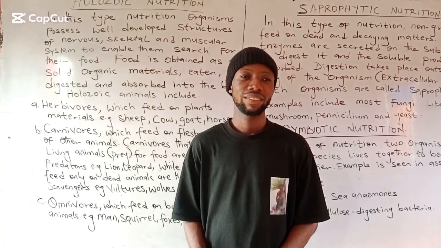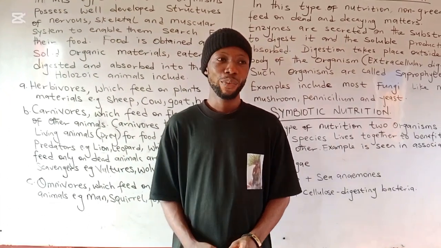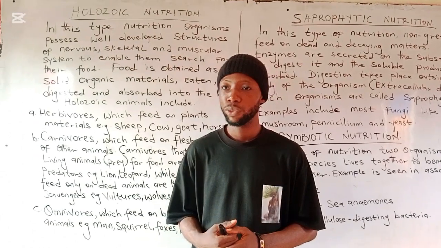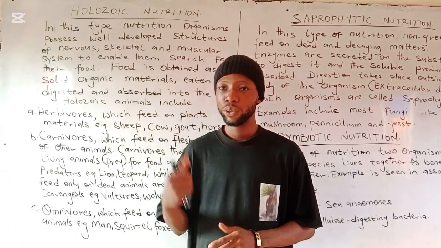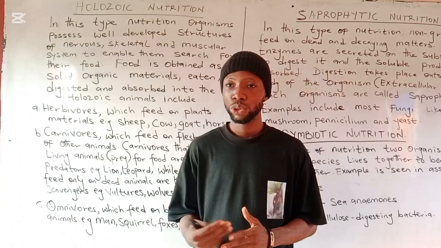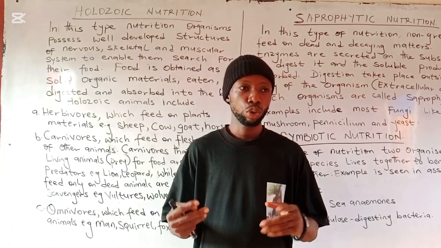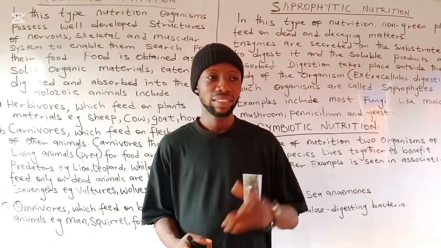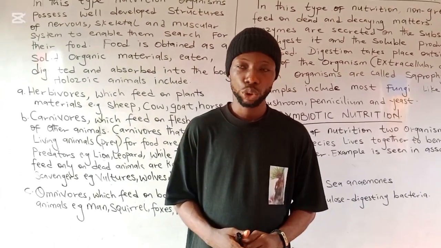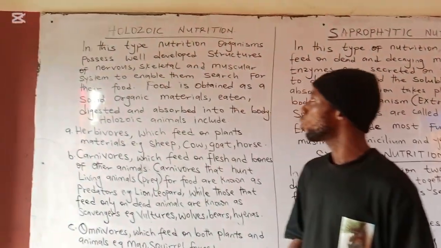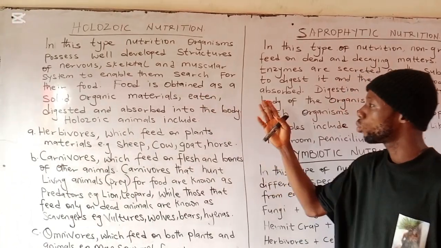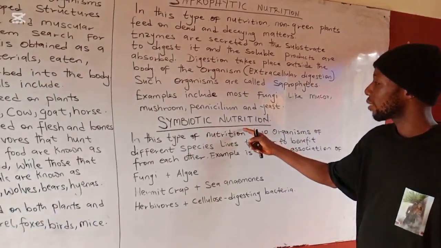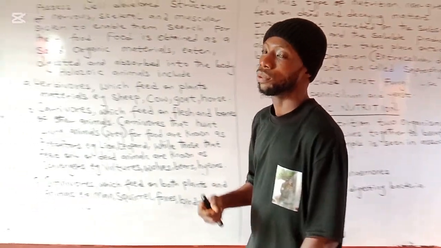Good morning, students. Today, we are going to look at different types of heterotrophic mode of nutrition. In the last video, we talked about nutrition, which is divided into two: autotrophic nutrition and heterotrophic nutrition. So today, we are going to look at Holozoic nutrition, Saprophytic nutrition, and Symbiotic nutrition.